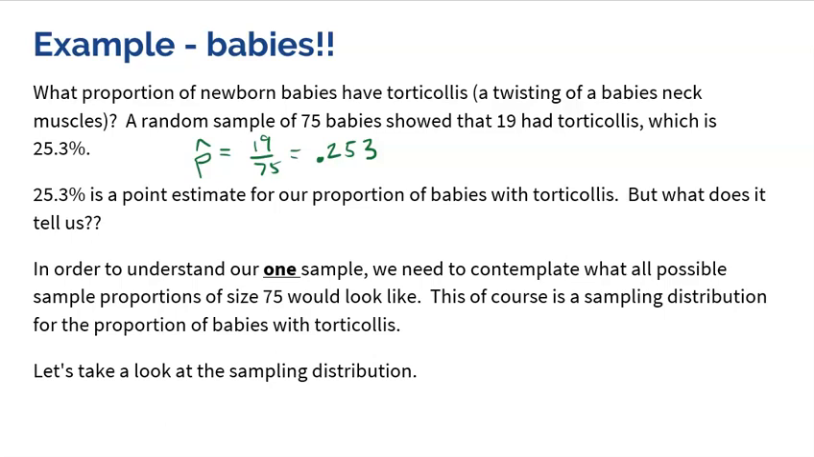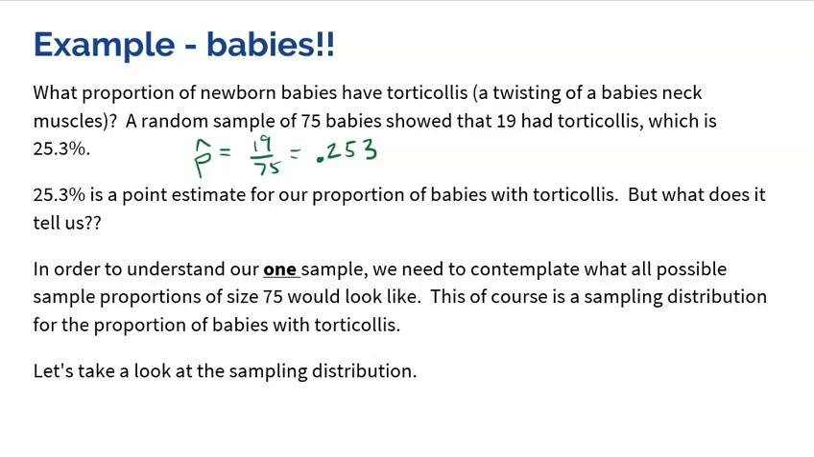But what does it tell us? Honestly, just that number all by itself tells me nothing. Is that a high number? Is that a low number? Is 19 out of 75 babies a lot of babies, or is that a little babies? I don't really know. In order to understand how our one sample fits in, we need to contemplate what all possible sample proportions of 75 look like. And this is, of course, a sampling distribution.